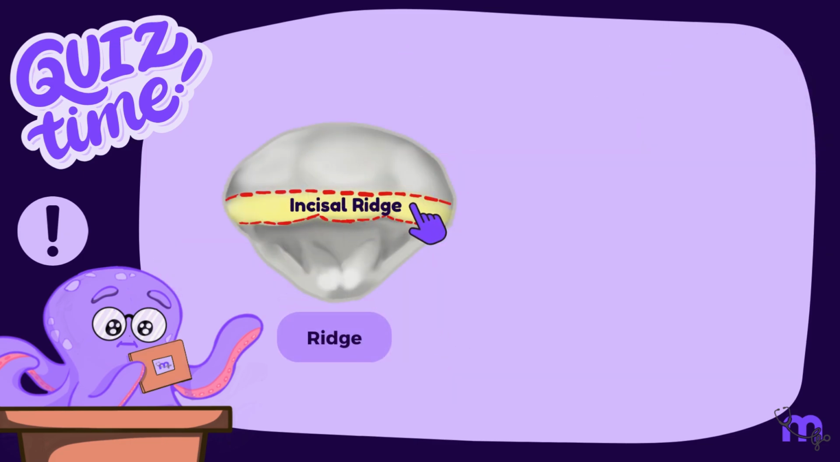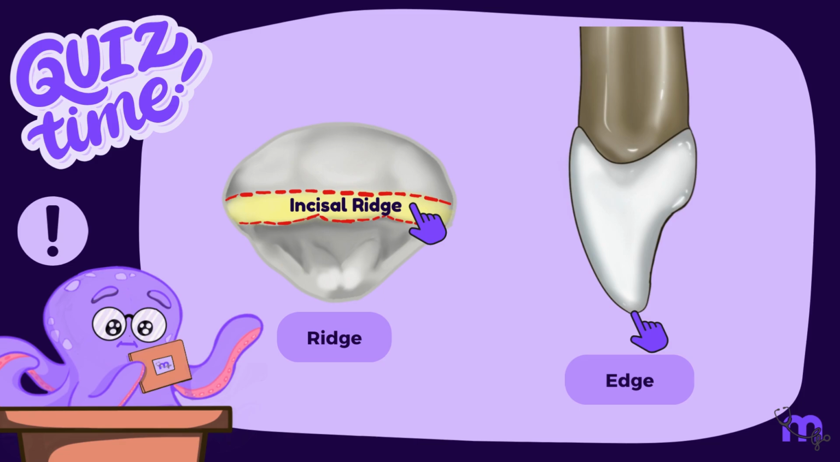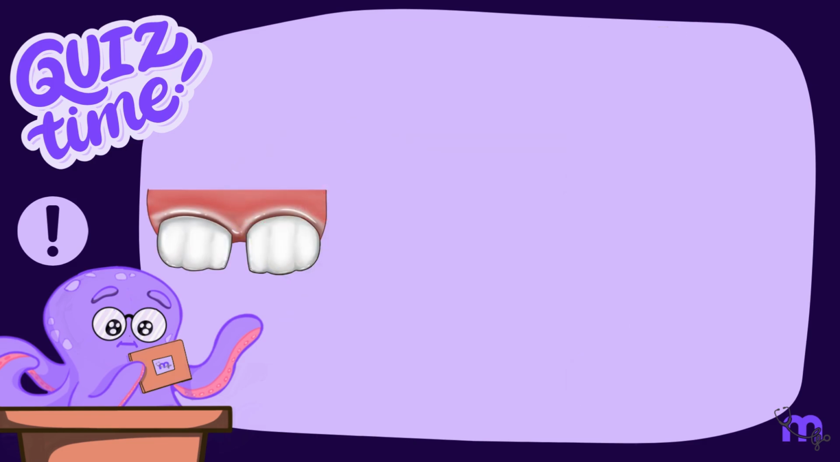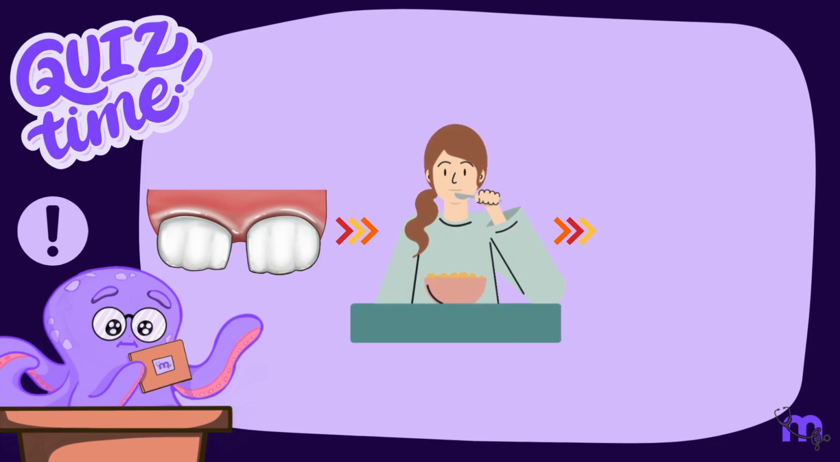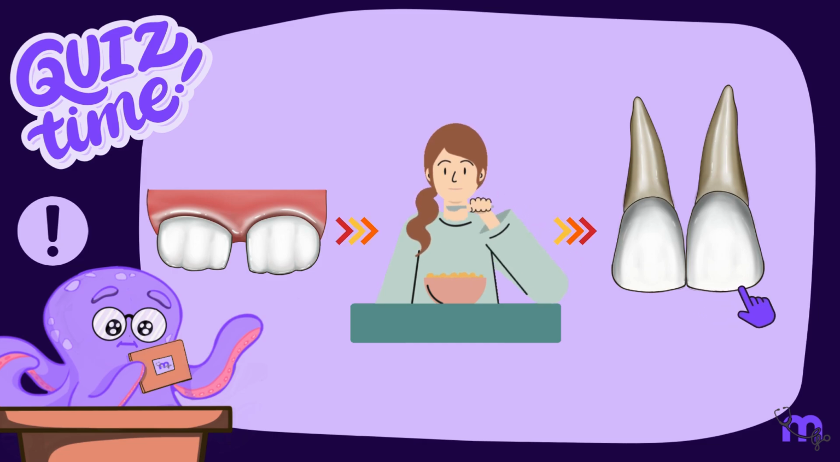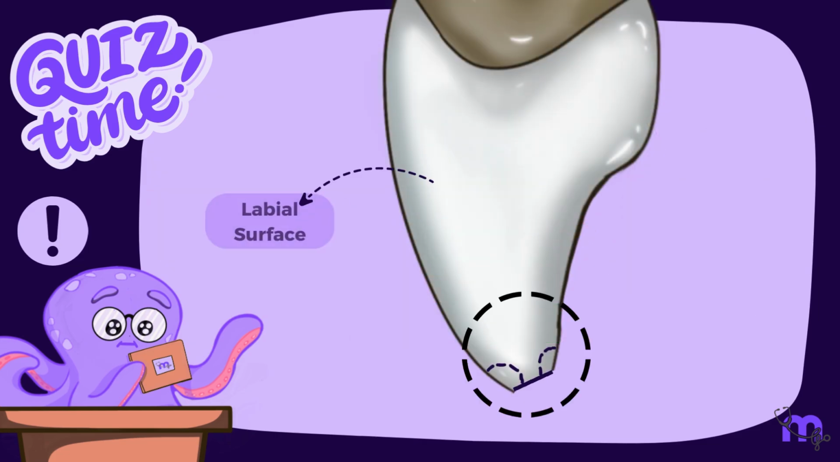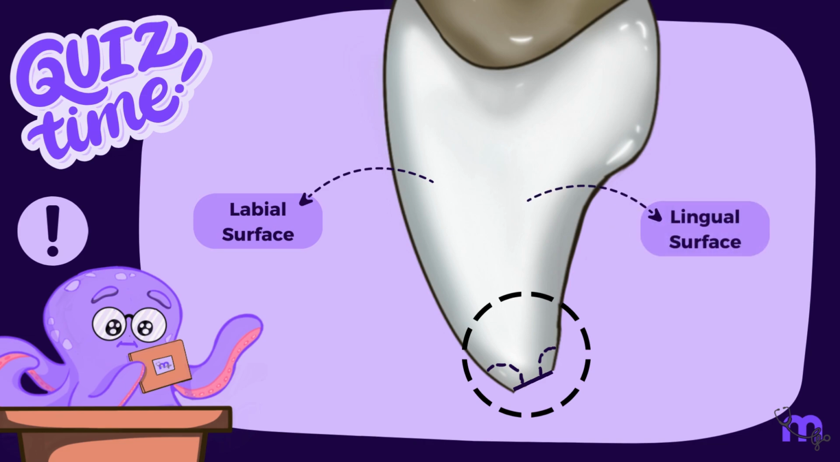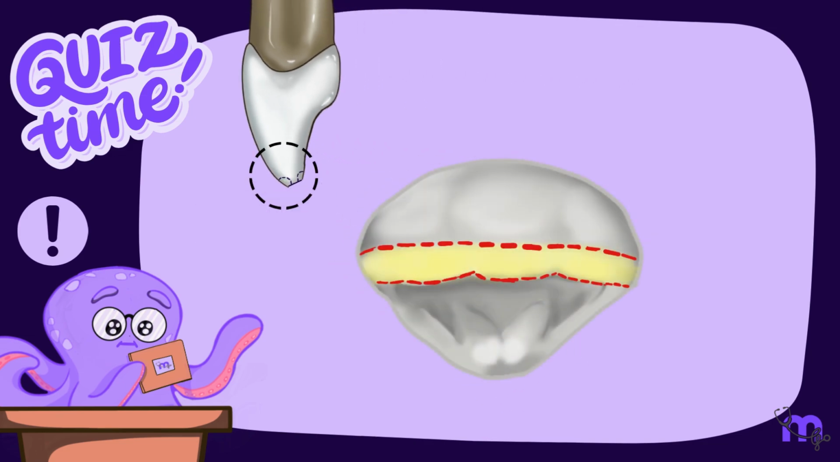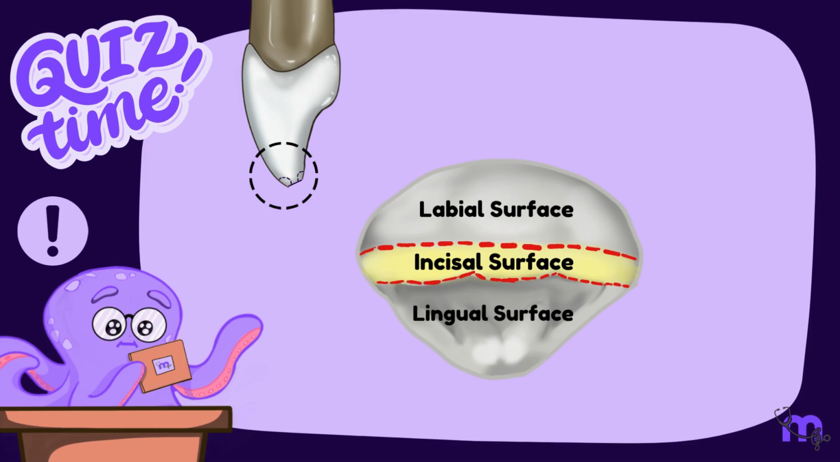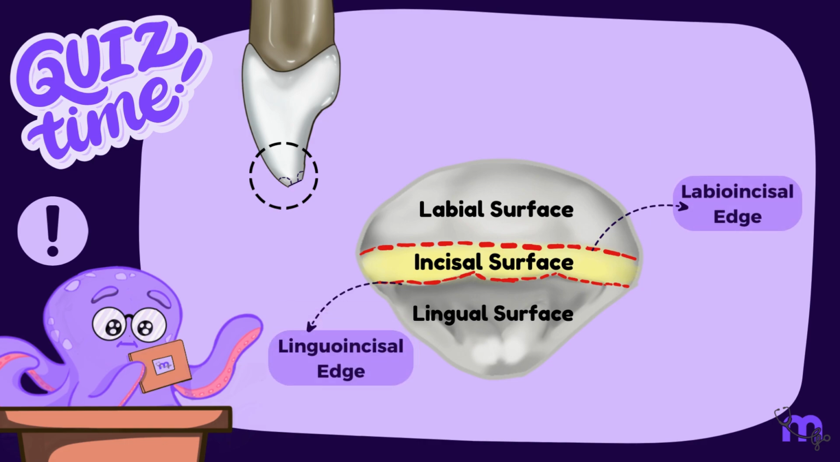Unlike the term ridge, edge denotes an angle arising from the convergence of two flat surfaces. But remember, an incisal edge isn't initially present on an incisor until the effects of occlusal wear create a flattened incisal surface, forming an angle with the labial and the lingual surfaces. So two incisal edges are formed by the junction of incisal surface with the labial surface and the lingual surface, creating the labio-incisal edge and linguo-incisal edge.